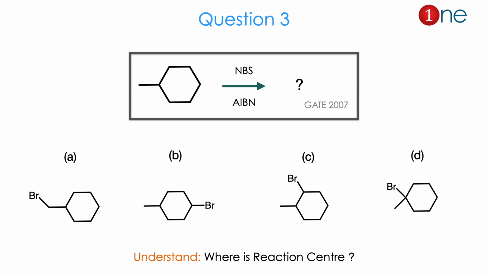Bromination occurs in the side chain, or in the fourth position, or in the second position, or in the first position. Here the bromine attack and its position is important. So from the reactant to product you might guess where the reaction center is, where the bromine will be attached. The answer is D. Let us see how.